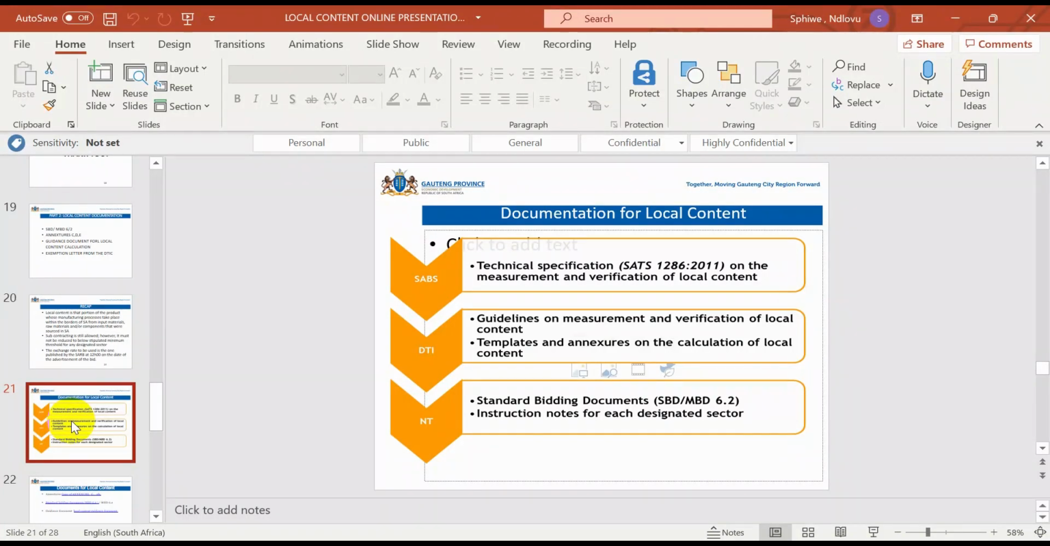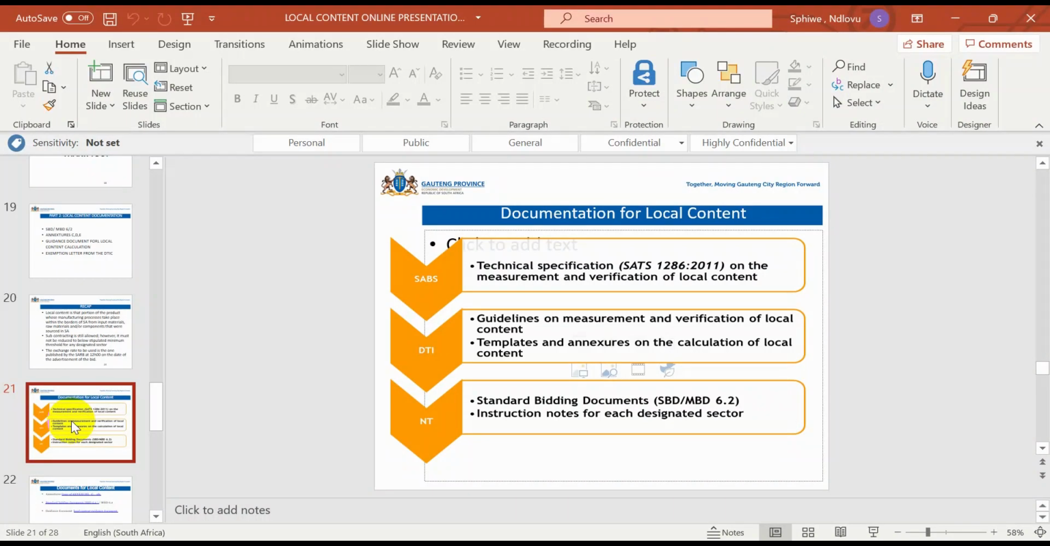So the SABS is responsible for technical specification on the measurement and verification of local content. They will be the ones responsible for verifying whatever you have said. Hence it is important that even after submitting your documents, you need to keep them for at least a period of 5 years, so that when SABS come to do verification, all those documents are still available.